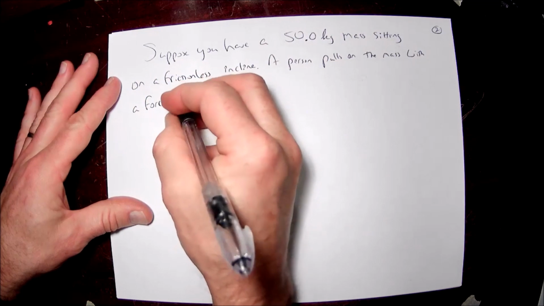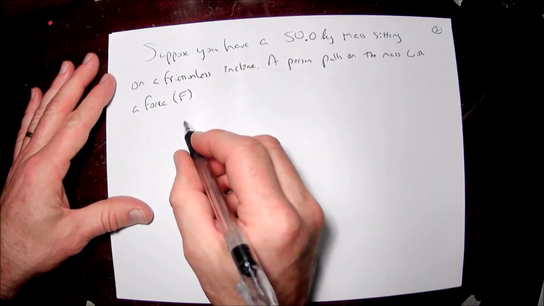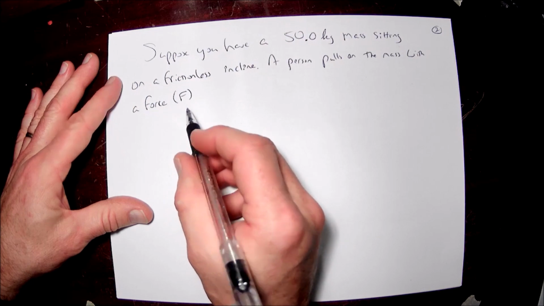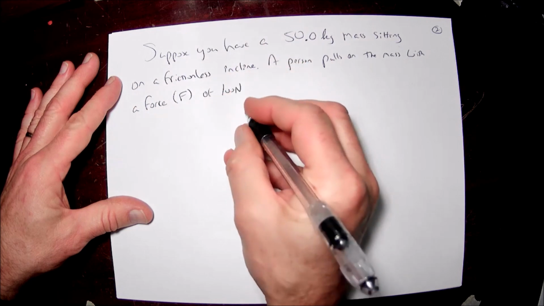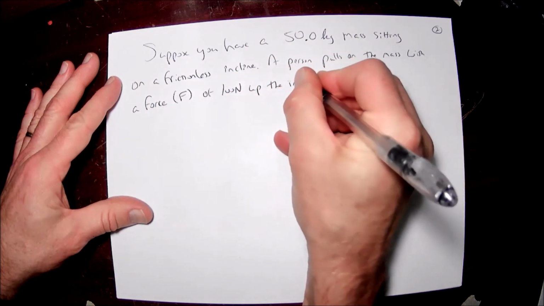Maybe they're pulling on a handle, it's on the mass. Maybe they're pulling on a rope, and via tension force it's being conveyed to the mass, but it doesn't matter. In the long run, they are pulling on the mass with a force F of 100 newtons, and they're doing it up the incline.